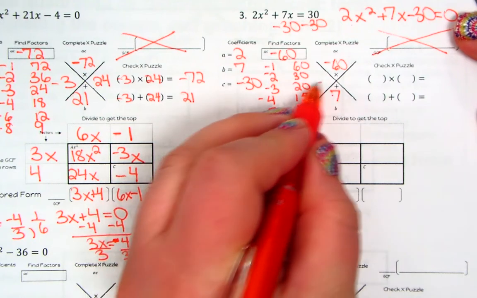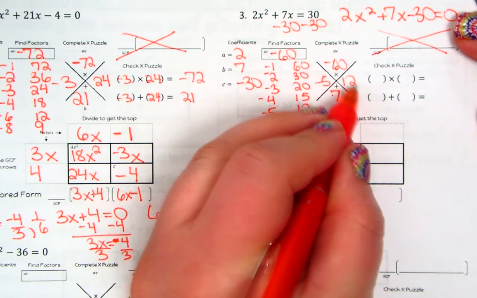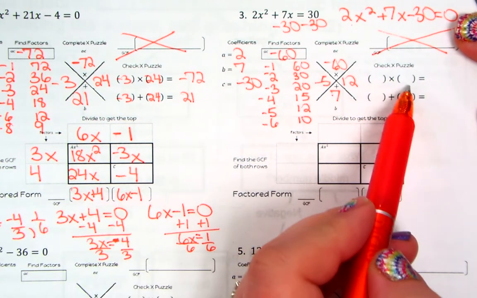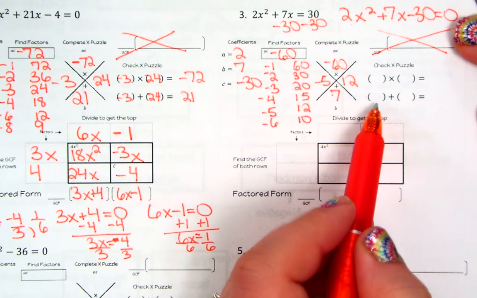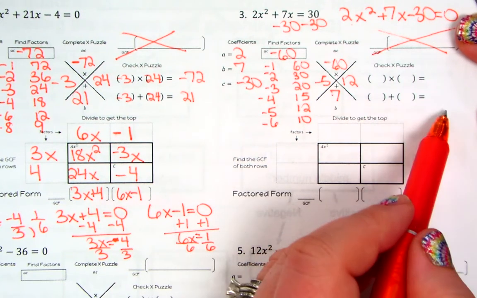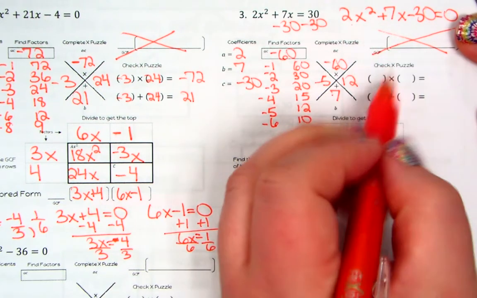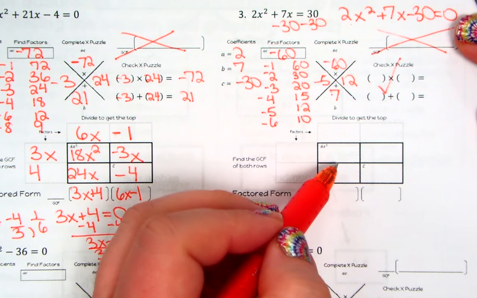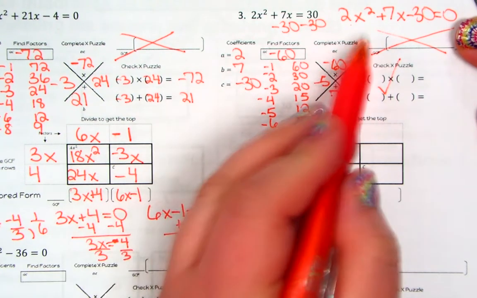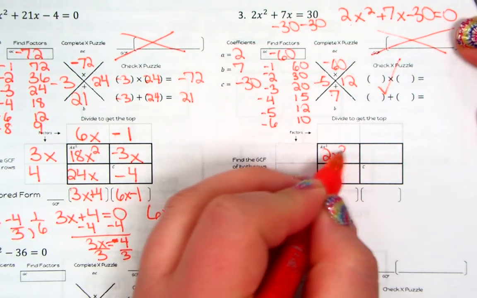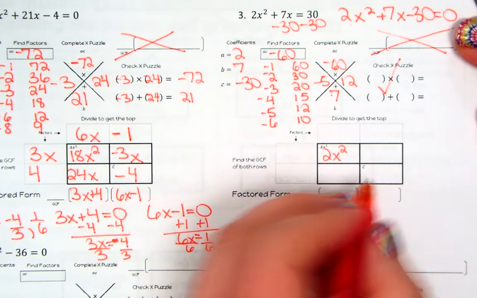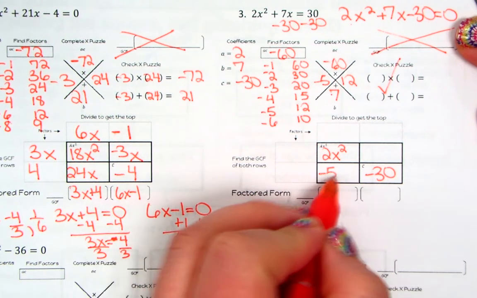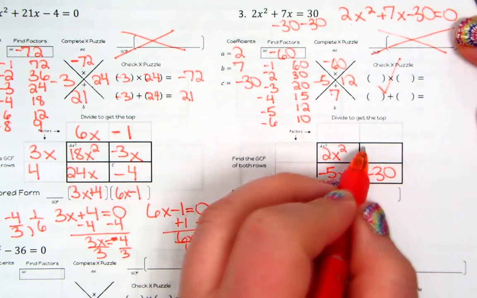Right here it is, negative 5 and 12. So mental check, negative 5 times 12 is negative 60. Negative 5 plus 12 is positive 7. So I know that this works. Time to fill in my puzzle. First term, 2x squared. Last term, negative 30. And then my negative 5x and 12x.